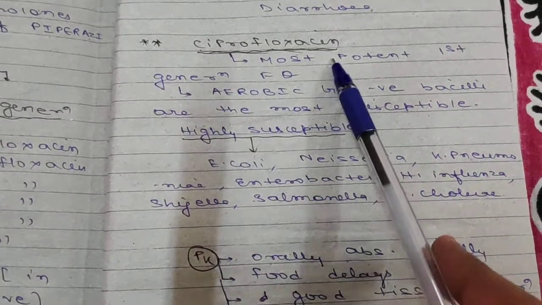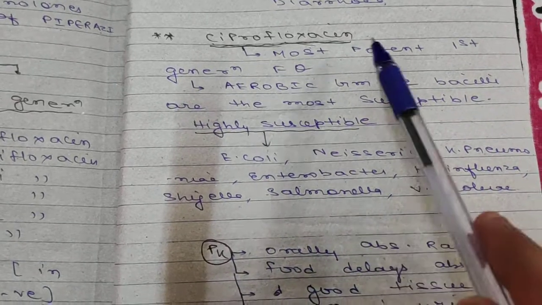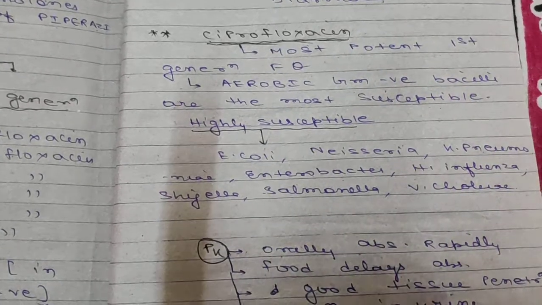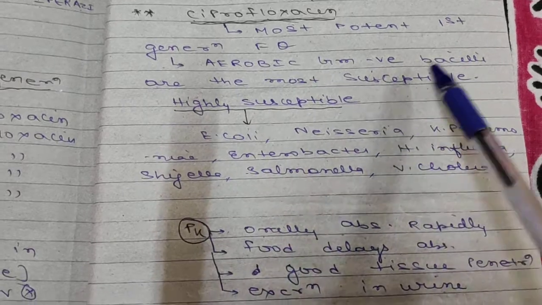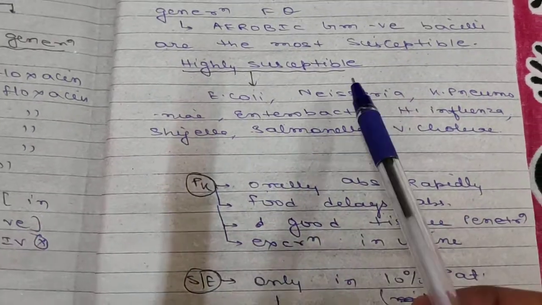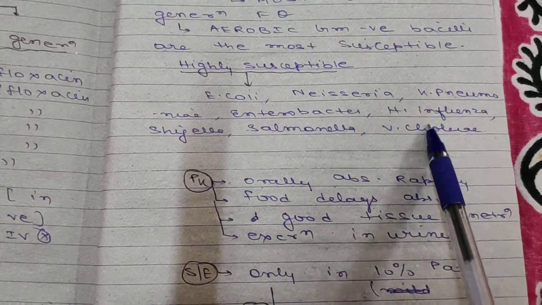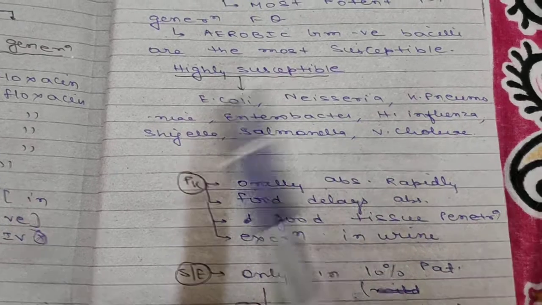The next is your ciprofloxacin. A very important point: it is the most potent first generation fluoroquinolone. In first generation, ciprofloxacin is the most potent. Aerobic gram-negative bacilli are the most susceptible to this. Highly susceptible are E. coli, Neisseria, Klebsiella pneumoniae, Enterobacter, Haemophilus influenzae, Shigella, Salmonella, and Vibrio cholerae.